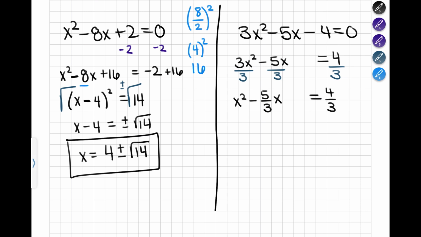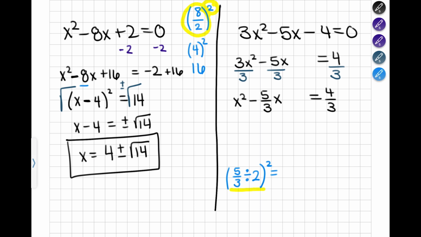To complete the square, we're going to do the same thing we did on the left side. We look at the number in front of the x, the 5 thirds. We're going to take that number, divide it by 2 and then square it. It's exactly what I did on the other side. The numbers were nicer. I took the 8, divided it by 2, and then squared it. So same process here.